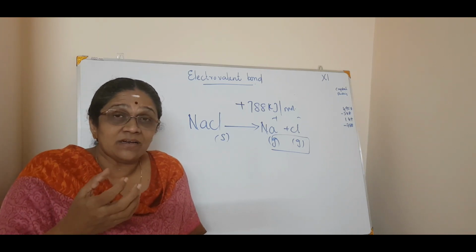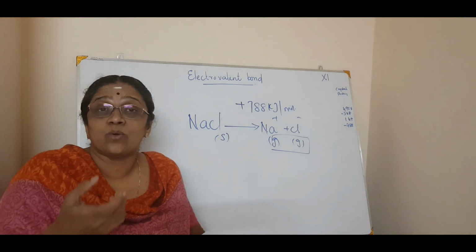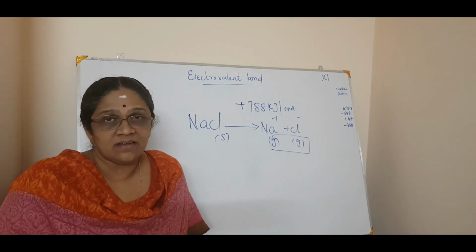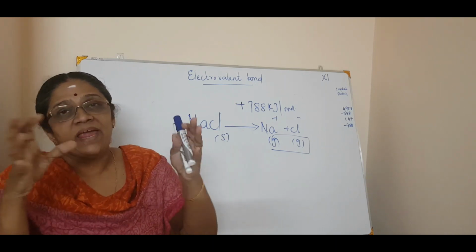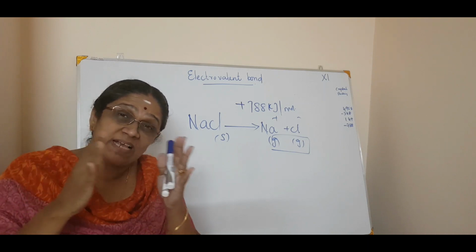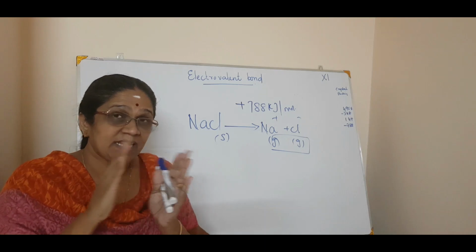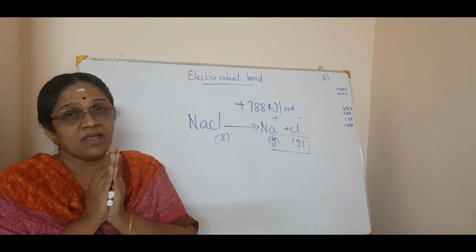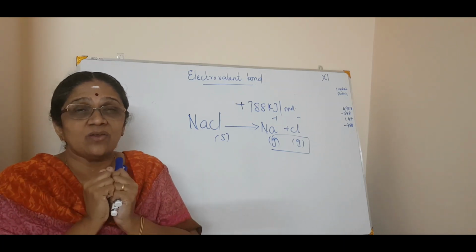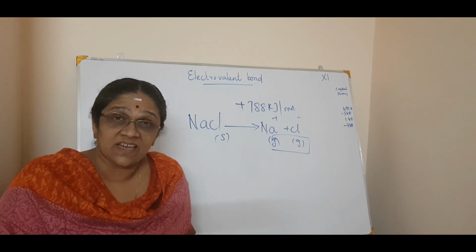Now, one difficulty is that you cannot calculate the lattice energy directly. You cannot get this 788 directly. Why? Because while making Na plus and Cl minus, there are repulsive forces as well as attractive forces. Repulsive force is between Na plus and Na plus or Cl minus and Cl minus. Attractive force is between Na plus and Cl minus. Whenever a bond is there, the attractive force must be greater than the repulsive. That you will study in the next theory, the Born theory.